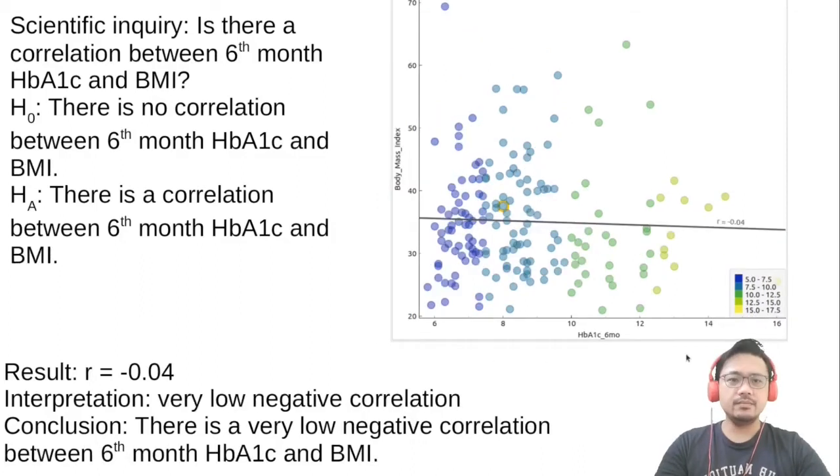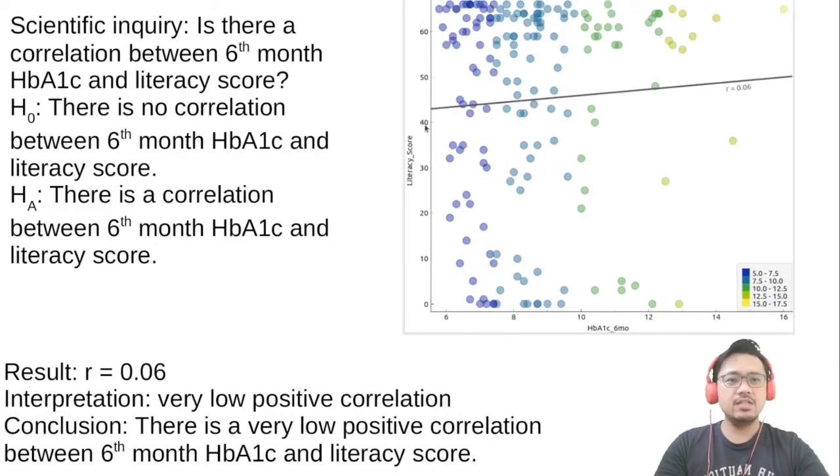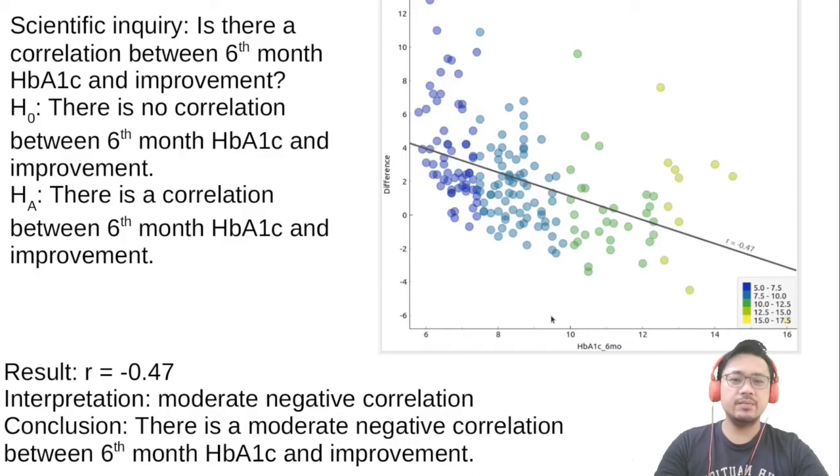Next, HbA1c level and BMI. We can see the regression line almost horizontal. The resulting coefficient is negative 0.04, which means that there is a very low negative correlation between HbA1c and literacy score. The regression line is slightly going upward. The coefficient is 0.06. This means that there is a very low positive correlation between 6-month HbA1c and difference.